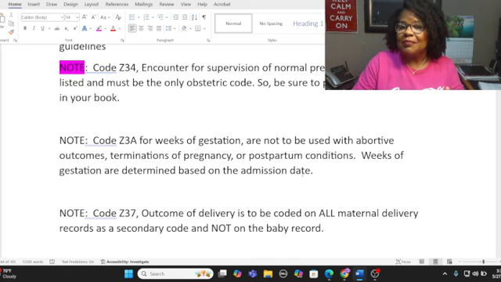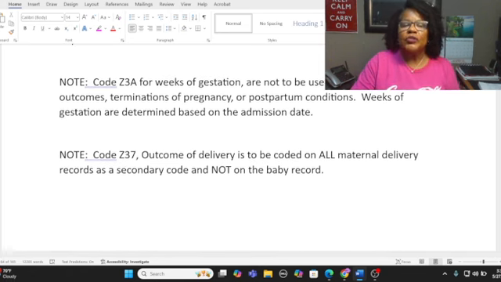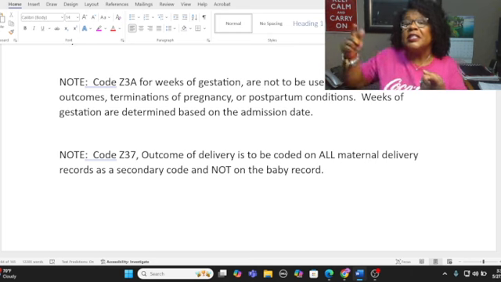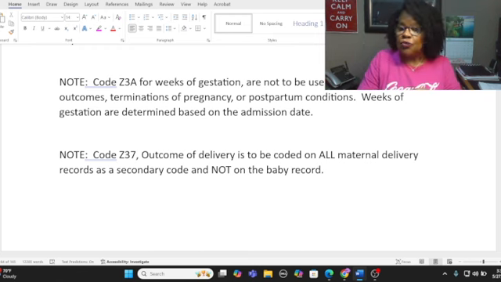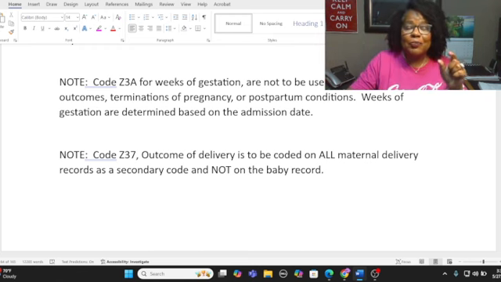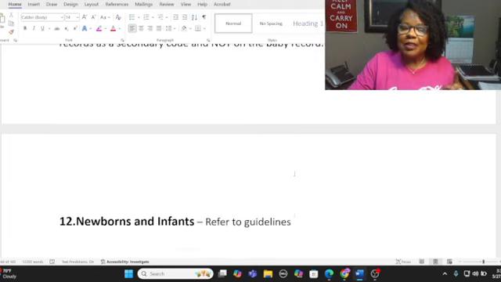And then code Z37 for outcome of delivery is to be coded on all maternal delivery records as a secondary code and not on the baby's record. So I'd have two notes at Z37, that it is used on the maternal record as an additional code. It cannot be a first listed. It can only be an additional code, and it is not used on the baby's record. So please make a note in your book, because that's one of those tricky ones.